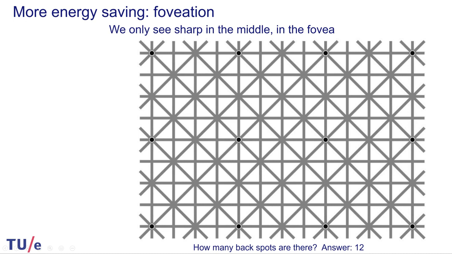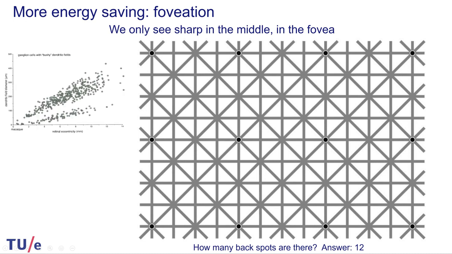Because you only see sharp in the middle, that's your fovea. If you plot the receptive field size against the eccentricity, that is the distance from the fovea at the center here, you have very tiny ones, this is the diameter, and it increases linearly. So the further away you go, the larger the receptive fields, and here we have very small ones. You see two groups. This is the group for motion detection, and this is the group for shape detection. But both are bigger when you are further out from the fovea.